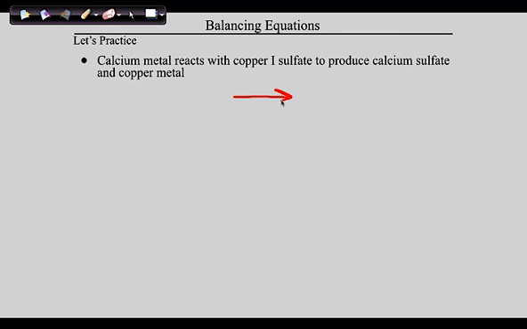Every time you read a chemical, you're going to ask yourself two questions. What is it and where does it go? Is it a reactant or is it a product? And then what is it? So this says calcium metal reacts. And guys, the fact that it is reacting tells you it goes on which side? The left, because it's a reactant.